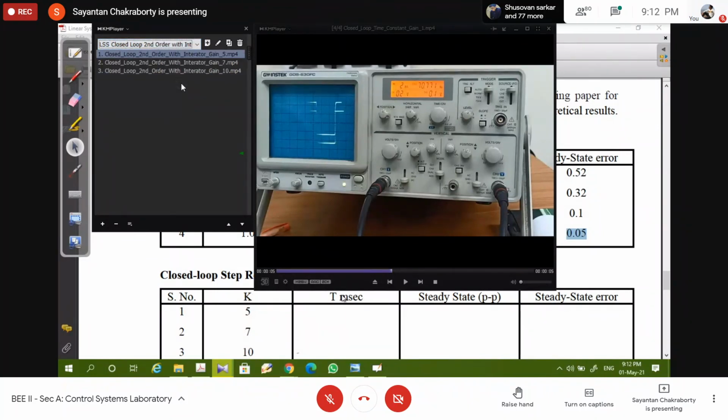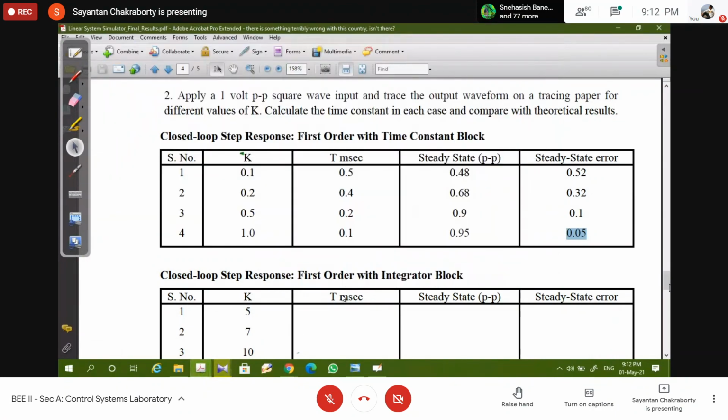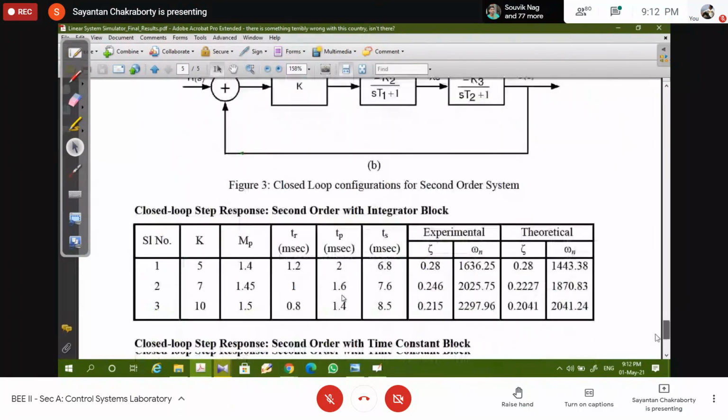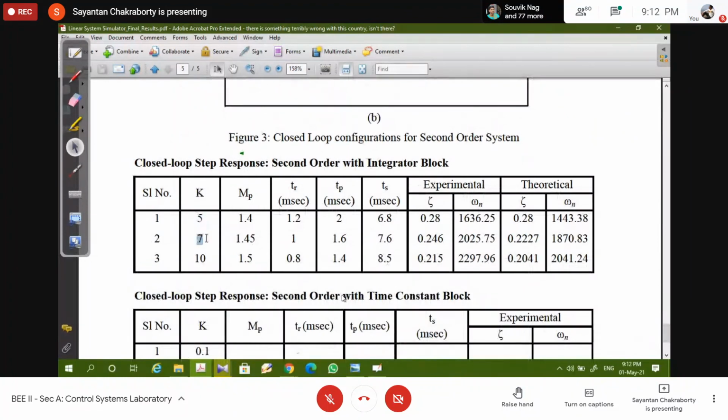Now you see the final expression, that is a closed loop. For the second order closed loop with integrator, we use 3 gains, 5, 7, and 10. And you will get an underdamped response with zeta values calculated as this, and corresponding omega n values will be like this. I have given you the experimental value and theoretical value, but it will be your task to find out the theoretical values. I've already given you these things. You have to cross-check these values, right? I'll provide you with the PDF. No need to take the screenshot.